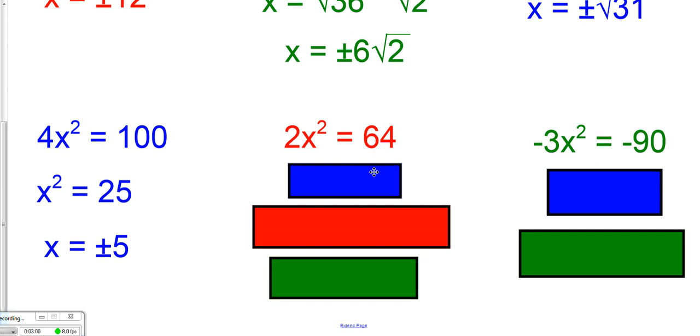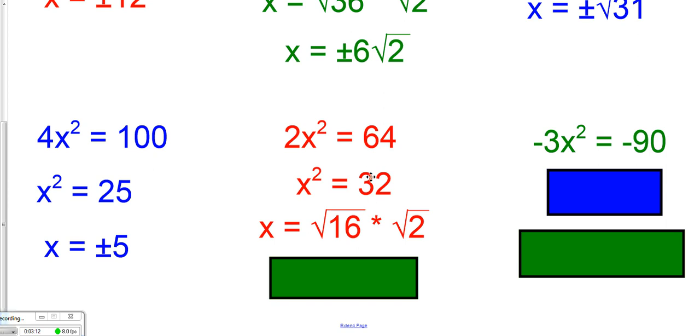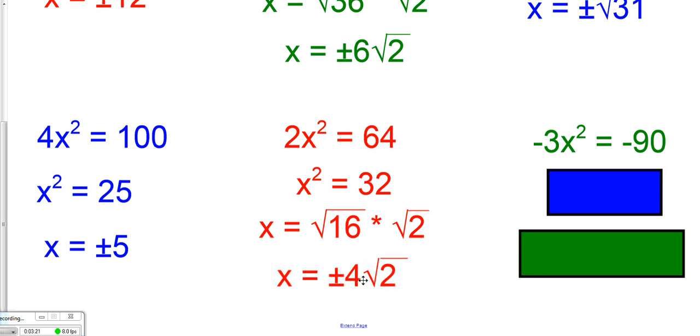Similarly over here, get rid of this 2, dividing both sides by 2, x squared equals 32. Now at this point, take the square root of both sides. The square root of 32 breaks into the square root of 16 times the square root of 2. At this point then we say the square root of 16 is 4, so x equals plus or minus 4 square roots of 2.